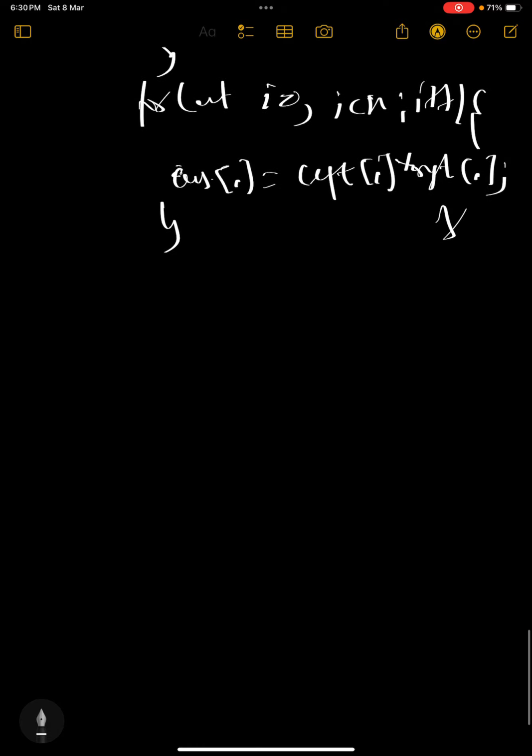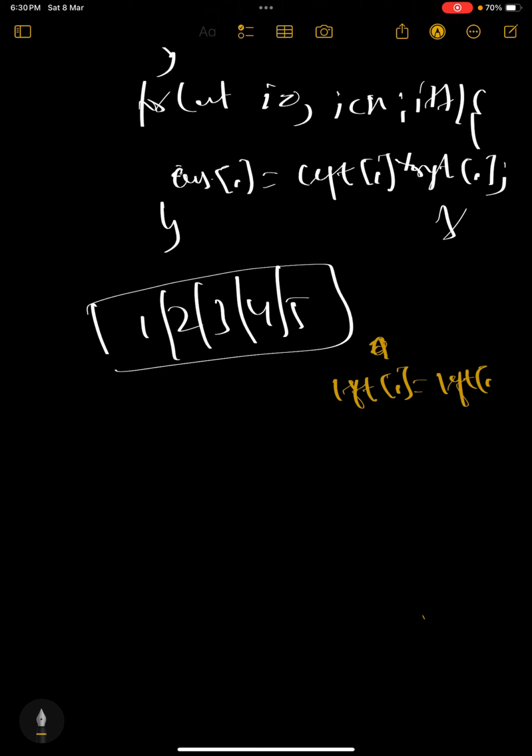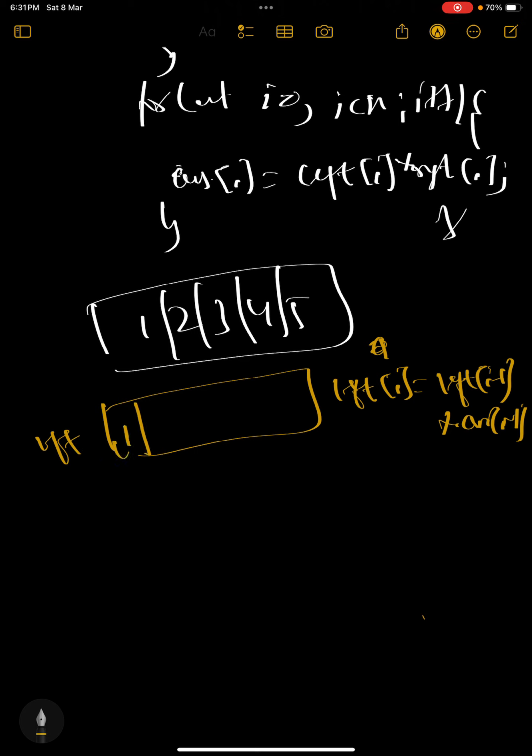So let's take a dry run. 1 2 3 4 5. Let's populate the left and right using the code. For left of i, the answer should be left of i minus 1 into array of i minus 1. Left is first populated with 1 at the starting, and I want to populate the next one.